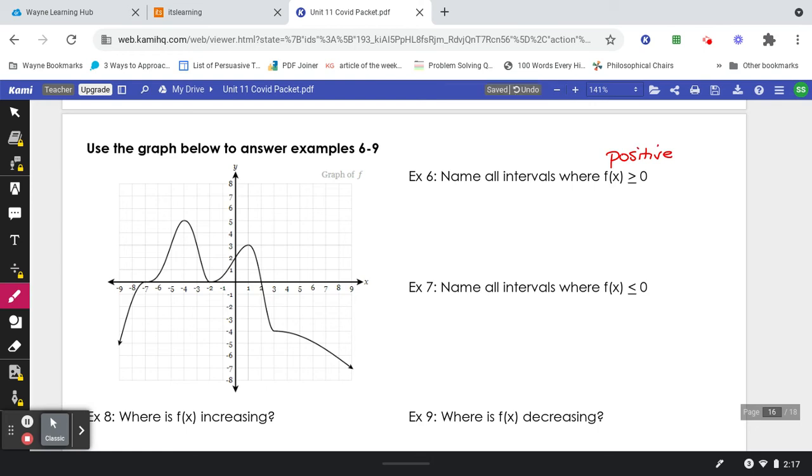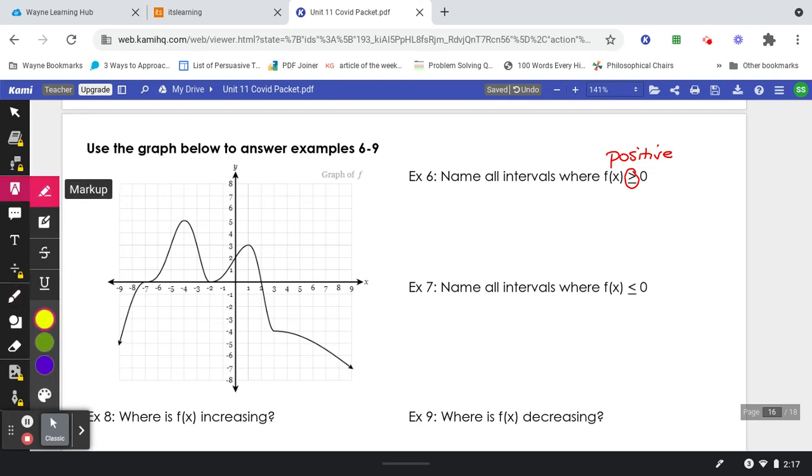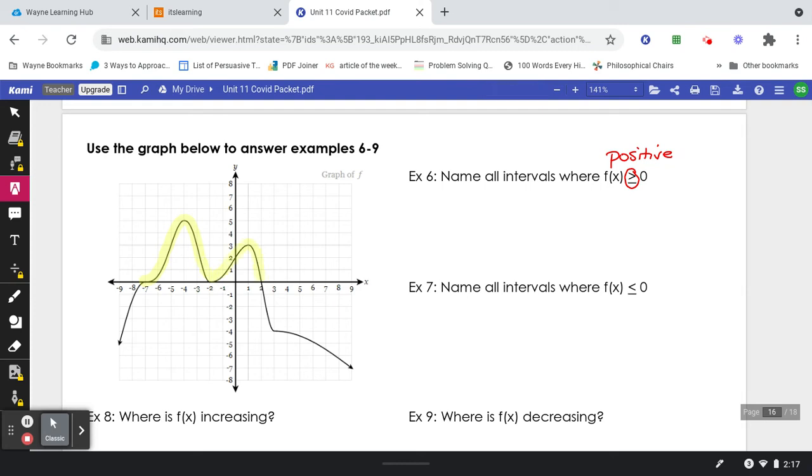And so we'll do the same thing we do. Notice they are changing the symbol a little bit. They're adding an or equal to line underneath it. So we're going to write ours still using less than, but we're going to put that line underneath it. So name all intervals where f is positive. All right, so let's highlight this here. So positive would be this section right here. And it just keeps on going. That whole section right there is positive.